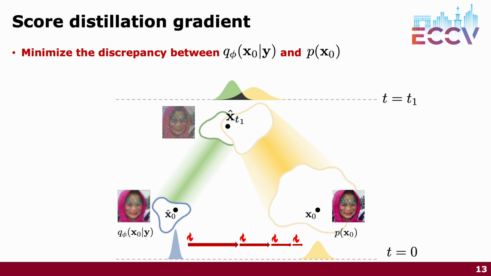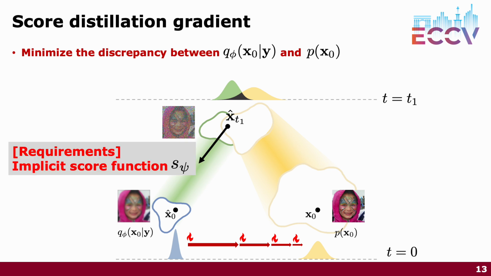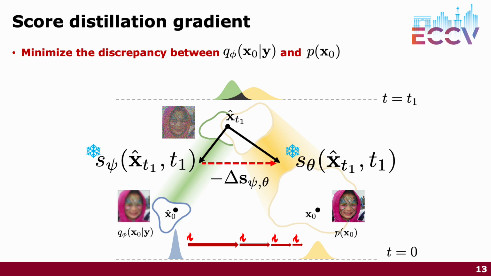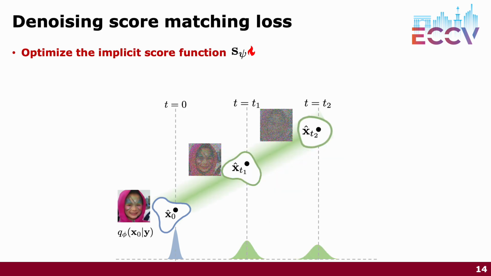To estimate the score of an implicit distribution at any time step, we introduce an implicit score function as psi. Next, we update the neural network to minimize the discrepancy between the implicit score function and the diffusion prior. When the implicit distribution is updated, the implicit score function must also be updated. Therefore, we alternate the optimization of both networks.